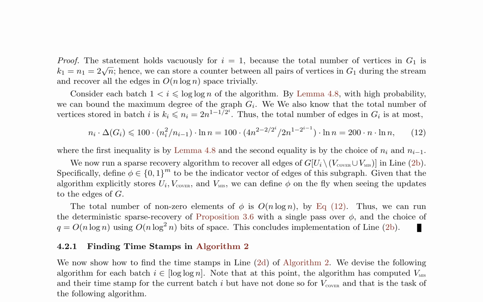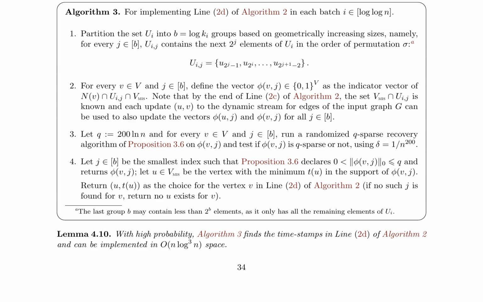Algorithm 3 is introduced to find the timestamps in line 2d of algorithm 2, partitioning the set U_i into groups based on geometrically increasing sizes and using a randomized l0 sparse recovery algorithm. Lemma 4.10 states that algorithm 3 finds the timestamps in line 2d of algorithm 2 with high probability and can be implemented in O(n log cubed n) space.